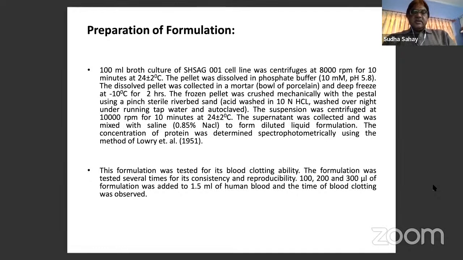This is the detail of at what RPM and how much broth was taken for the formulations. You can read the things, but the important point is that after developing the suspension culture of that particular cell, we isolated the protein, determined its concentration through the Lowry method, formulated it in saline, and then did the blood clotting assay. Next.